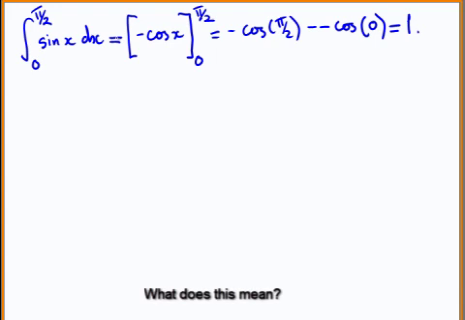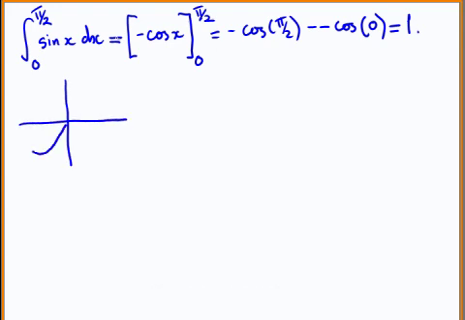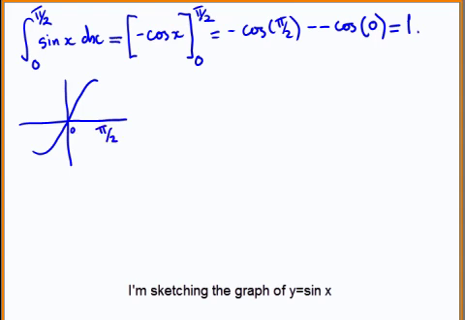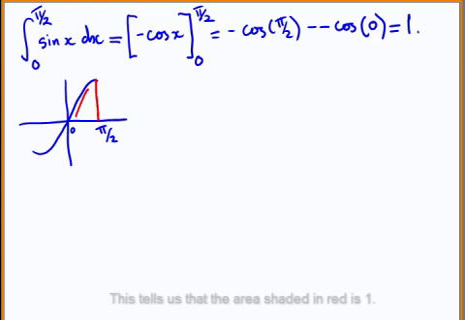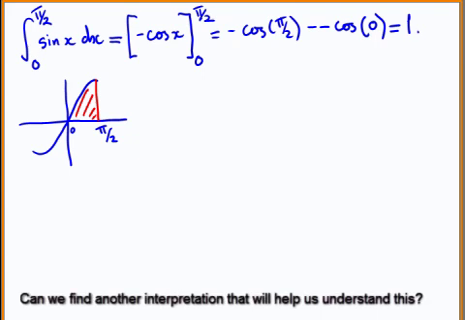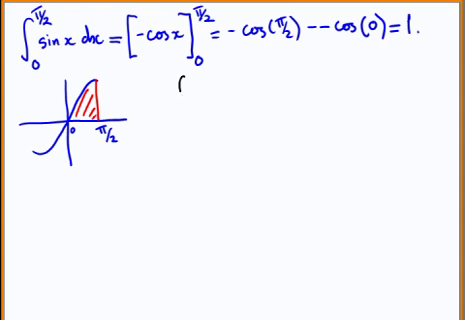What does this mean? Well, the first thing we might do to find that out is to look at the area under the curve sine x between 0 and pi over 2. And that will be the area I have just shaded in red. Well, that's fine, but why should that be actually equal to 1? Is there any reason?